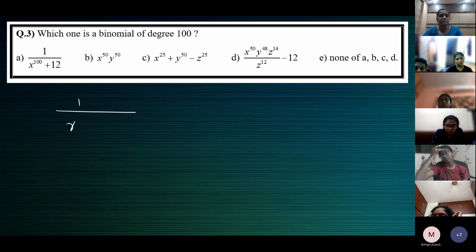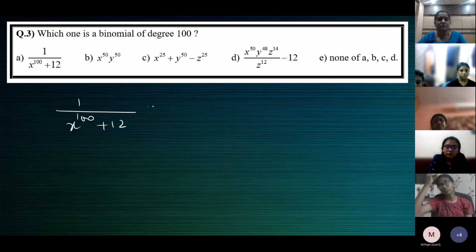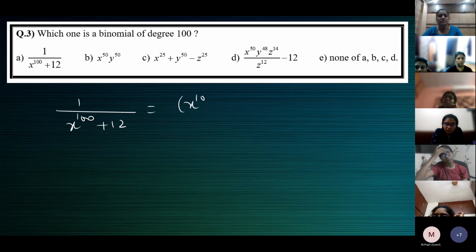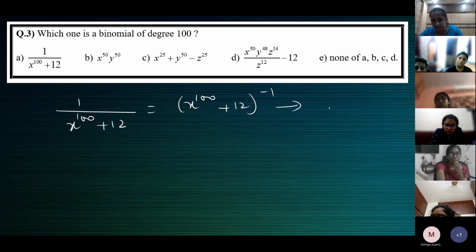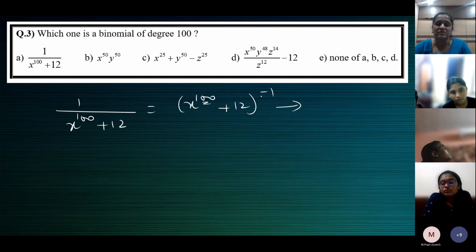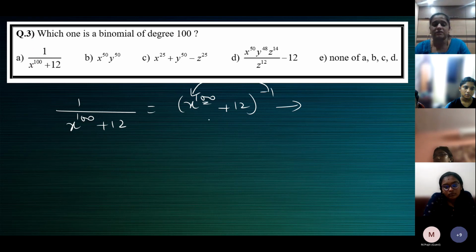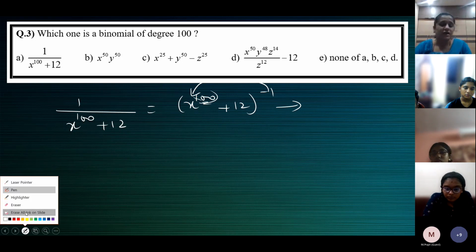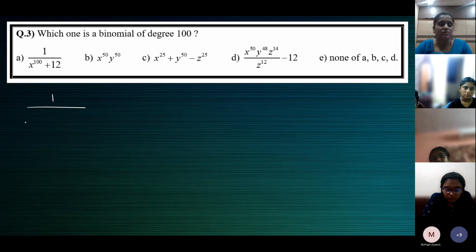Similarly, 1 by x to the power 100 plus 12 is equal to x to the power 100 plus 12, the whole power minus 1. Now, the simplification of this, we don't have to understand. But you should understand that when you take this up to the numerator, the power is raised to minus 1. This minus 1 will be applied for this also. So here the power of x will go negative, which is not a whole number. And hence, this one is not a polynomial. It's an algebraic expression, but not a polynomial.